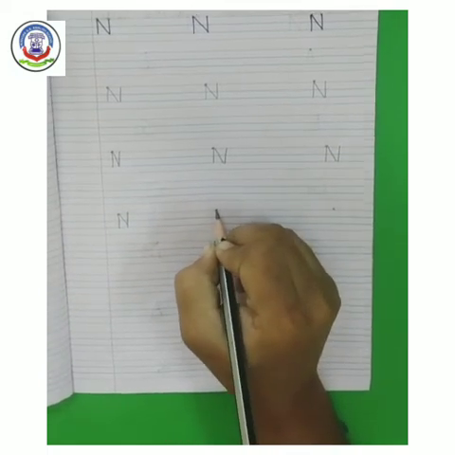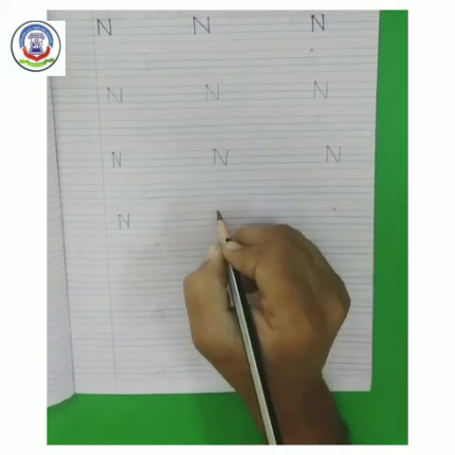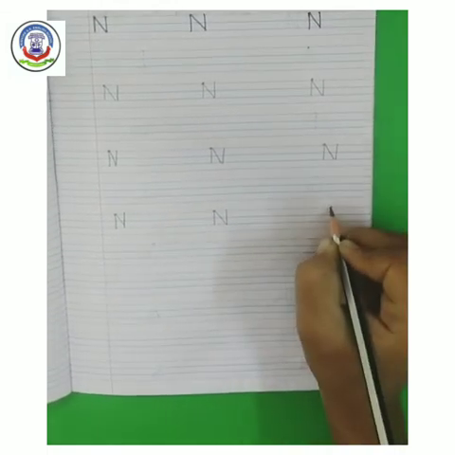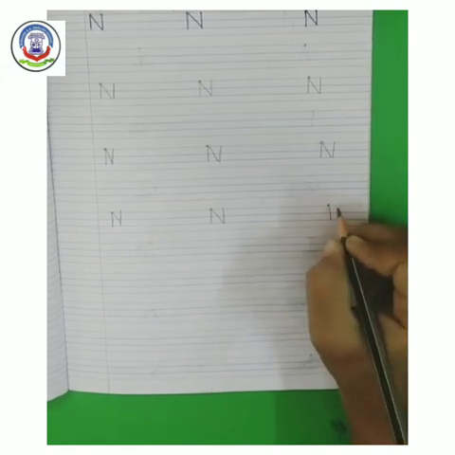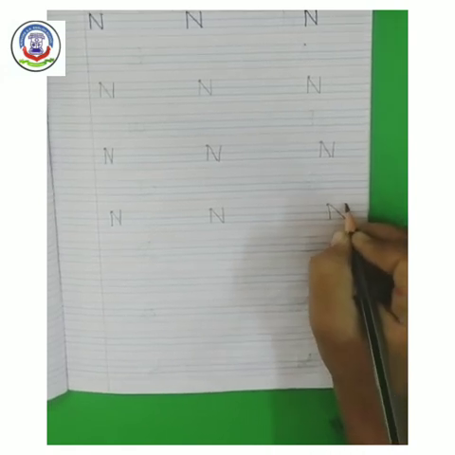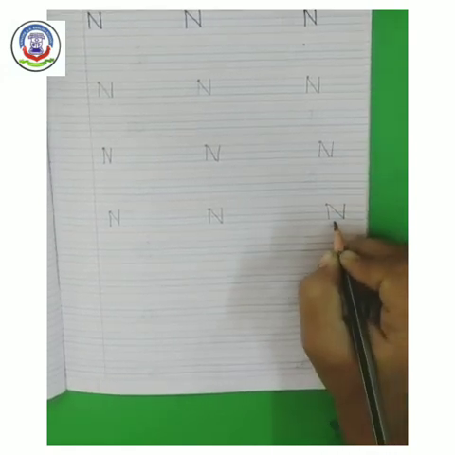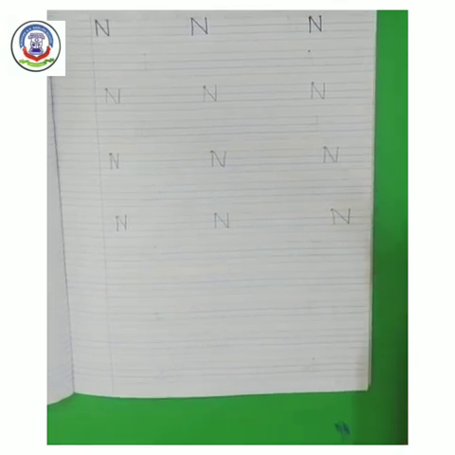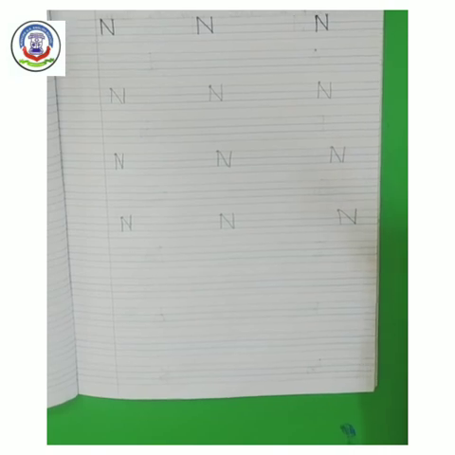Now again a standing line, slanting line and one more standing line, N. N says na, na, na, nest. So kids, you have to practice the same in your book and notebook.